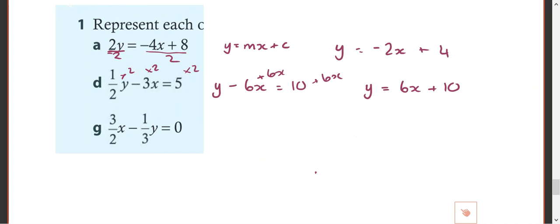I don't know. So if I multiply by 6, I can get rid of both of those. Right? So that's what we'll check into next.